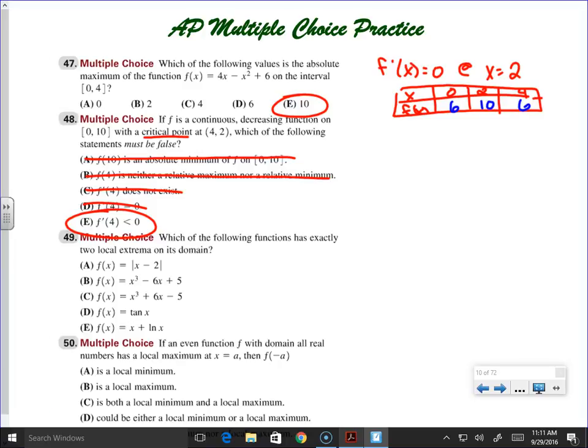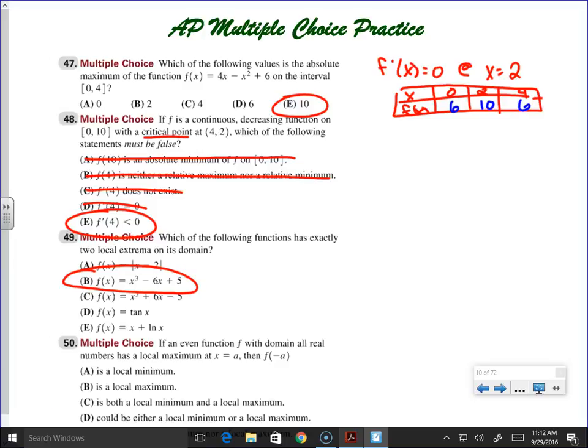Number 49. I hate the answers. Which of the following functions has exactly 2 local extrema in its domain? B. B. You guys sure? That's what it says in the back of the book. That's easy. Wait, how are you supposed to do that so fast? You just gotta know. You mean number 49 or number 50? 49, because I was sitting at my desk and I was just like, how am I supposed to do this in a minute?